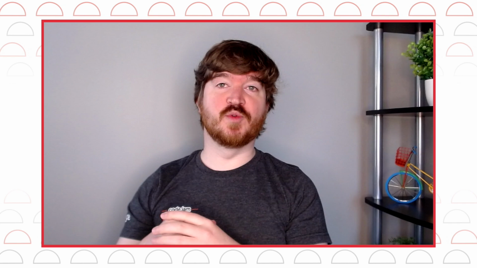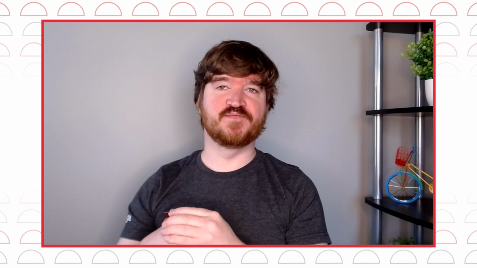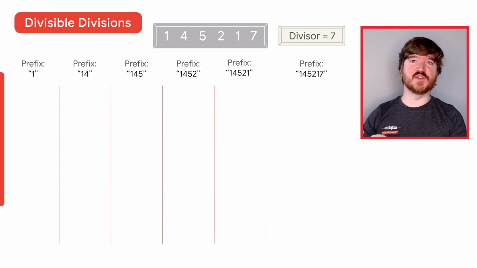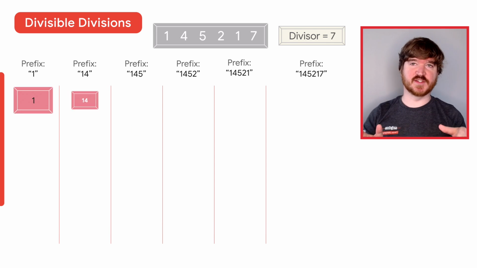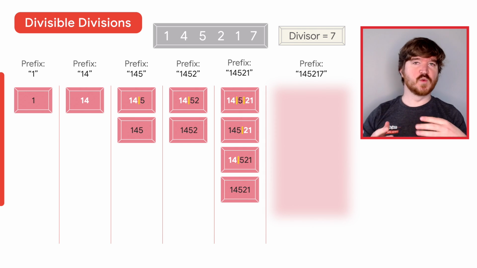Now, let's explore how we can use dynamic programming, or DP, to solve this problem. Let's say the original sequence is 145217. For each prefix, let's compute all of the good splittings. So in this case, we're going to have 6 prefixes to consider, and if our divisor is 7, then these are all the valid splittings for each of the prefixes except the final one, which is the entire string. We're going to work together to try and fill in that final column.